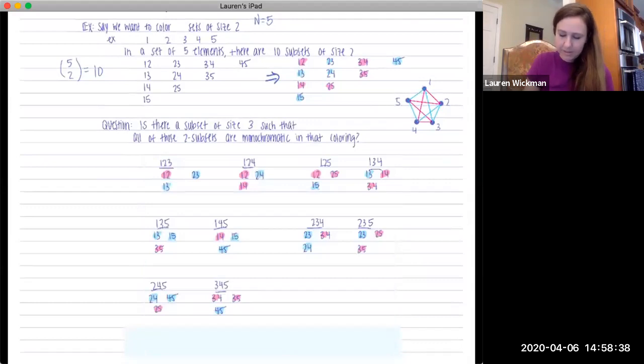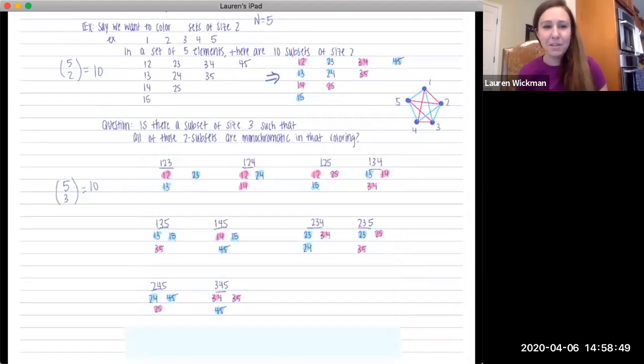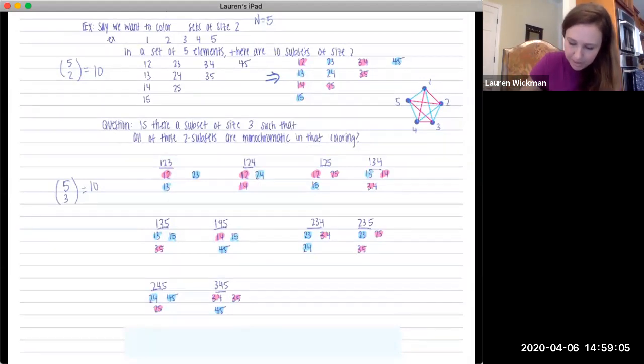So once again, I've got all of the subsets of size 3, and you'll notice there's 10 of them. And then I look at the 2 subsets contained in each one. So in 1, 2, 3, I had 1, 2, 2, 3, and 1, 3. And then I looked at how I colored them above and carried down the coloring. So 1, 2 was red, 1, 3 was blue, and 2, 3 was blue.